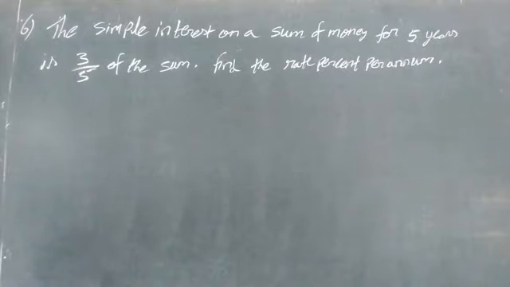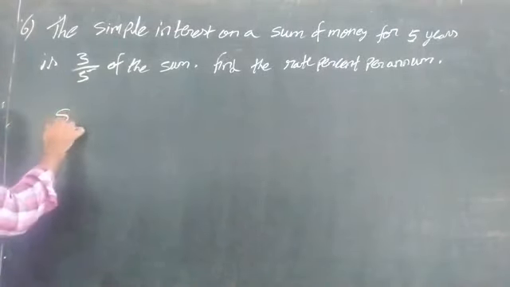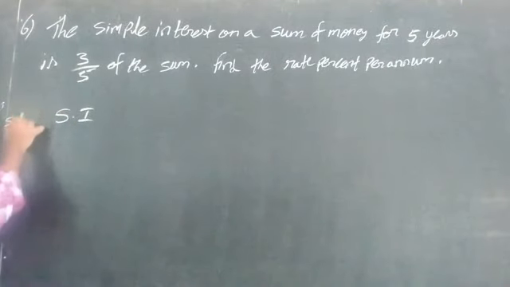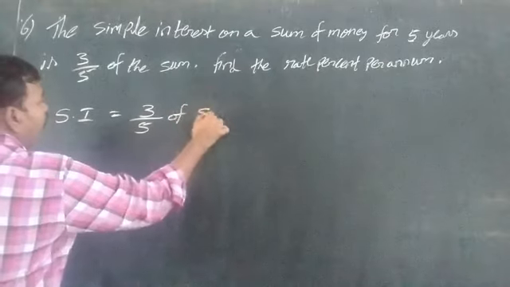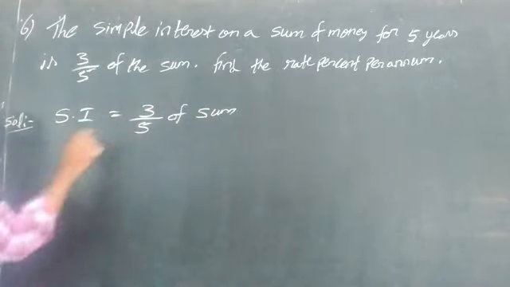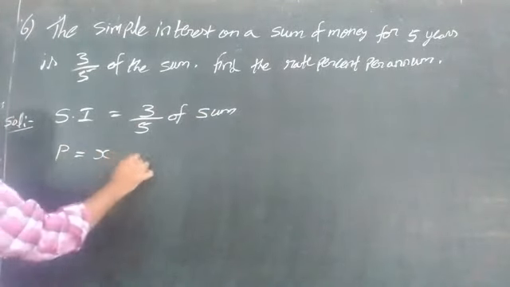The sixth sum: the simple interest on a sum of money for 5 years is 3 by 5 of the sum. Find the rate percent per annum. What is given in the question? Simple interest is given for us. Simple interest is equal to 3 by 5 of the sum. What is called sum?